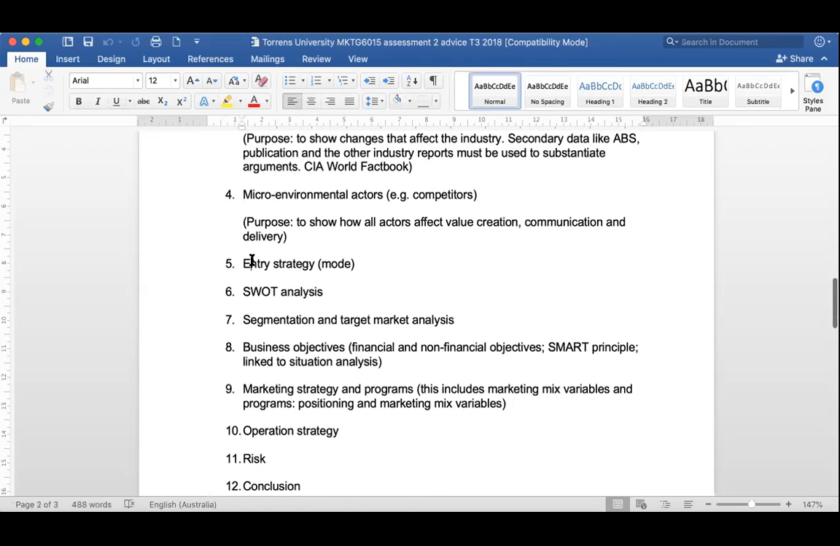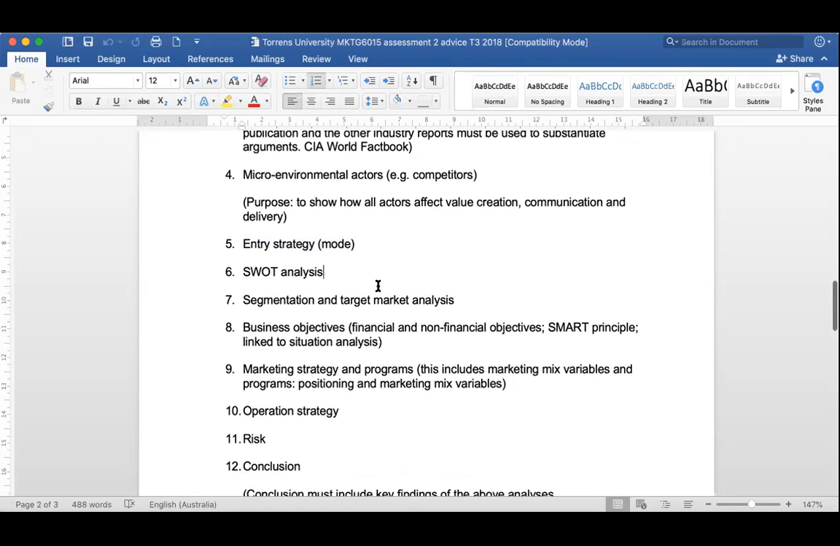Now the entry strategy is interesting. Either you do a greenfield operation, that means you start from scratch, or acquisition or joint venture. That goes back to your analysis. Export is in theory an option, but not for this assessment, because we have made that decision in assessment one that we are going to expand to this market, and we are going to uplift the level of penetration in that market.